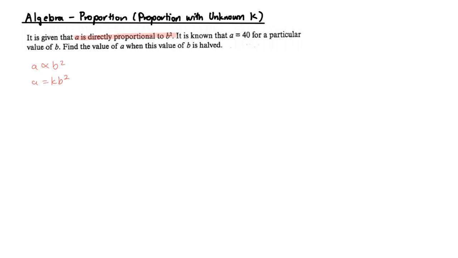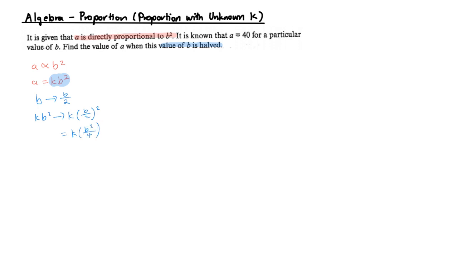So we just hang on first and we read on: find the value of a when this value of b is half. Now we know the change is in b. B used to be just a single b, now it becomes b over 2 because it's been halved. Therefore, if we apply that idea into the equation earlier, kb squared will now be k times (b over 2) squared. That will give you kb squared over 4.